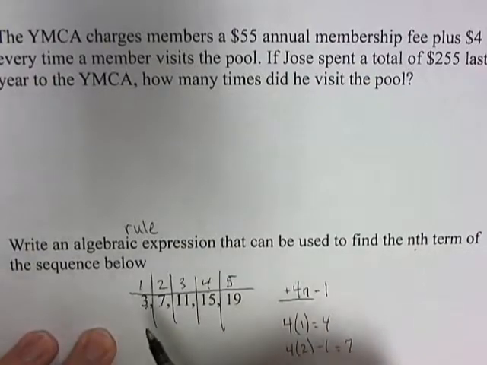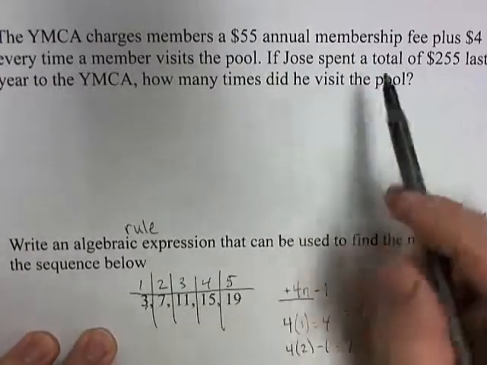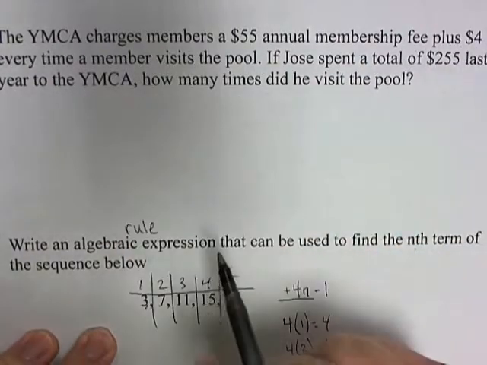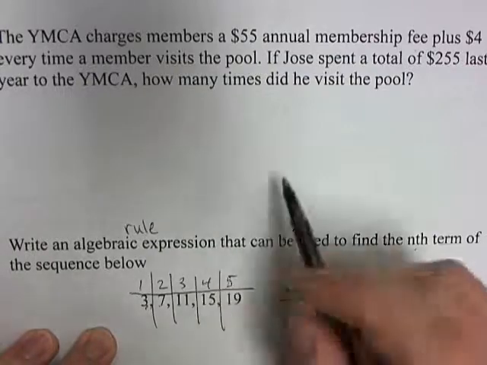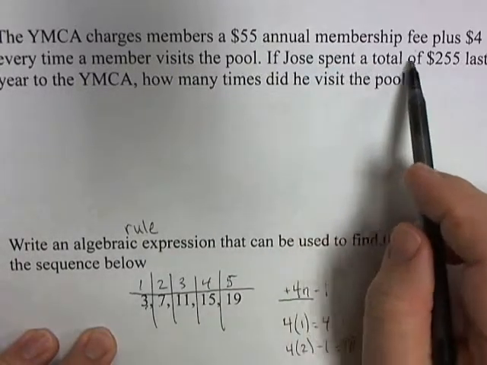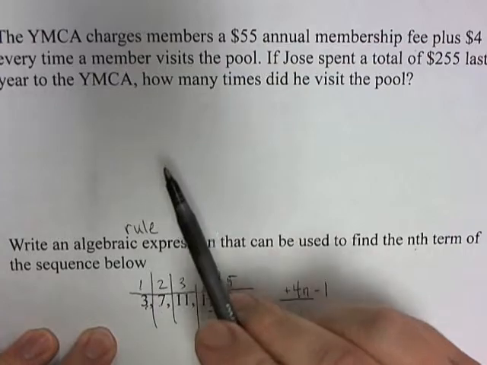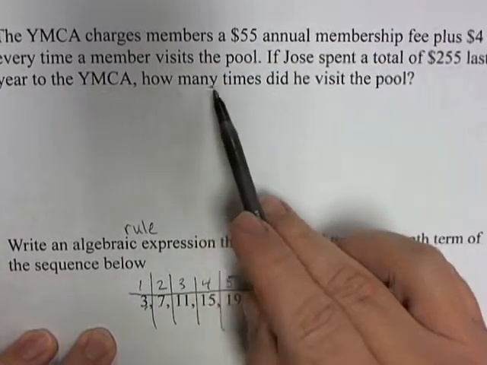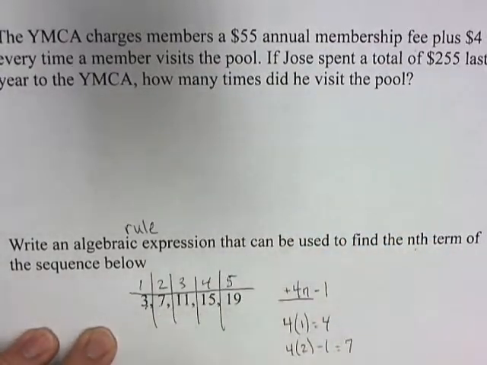The YMCA charges members a $55 annual membership fee plus $4 every time a member visits the pool. If Jose spent a total of $255 last year to the YMCA, how many times did he visit the pool?